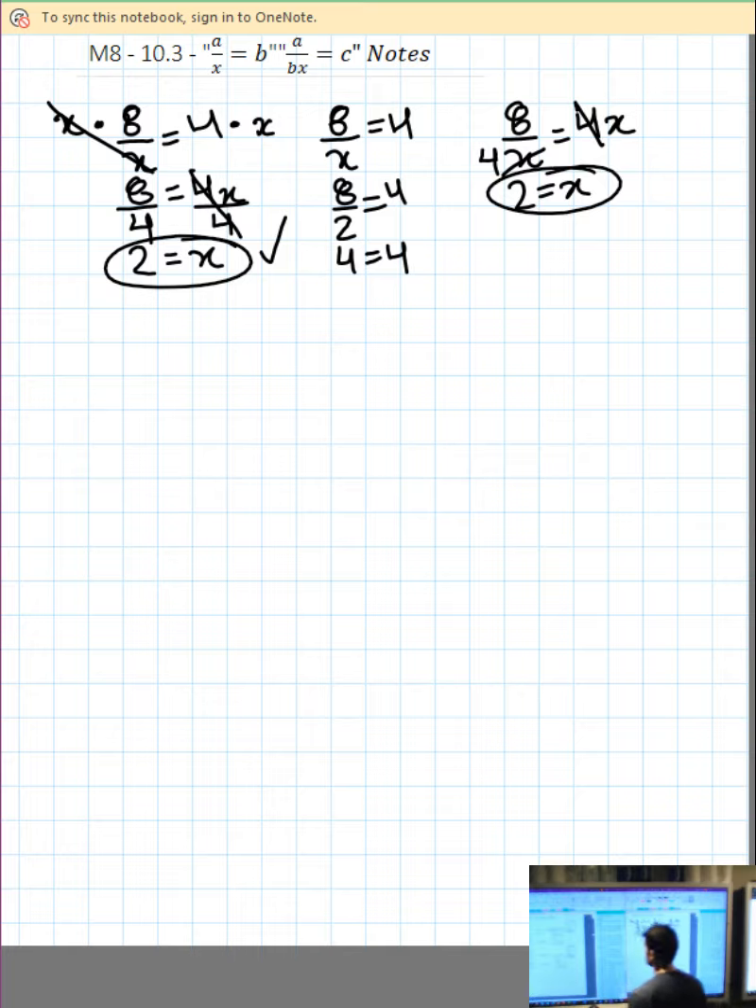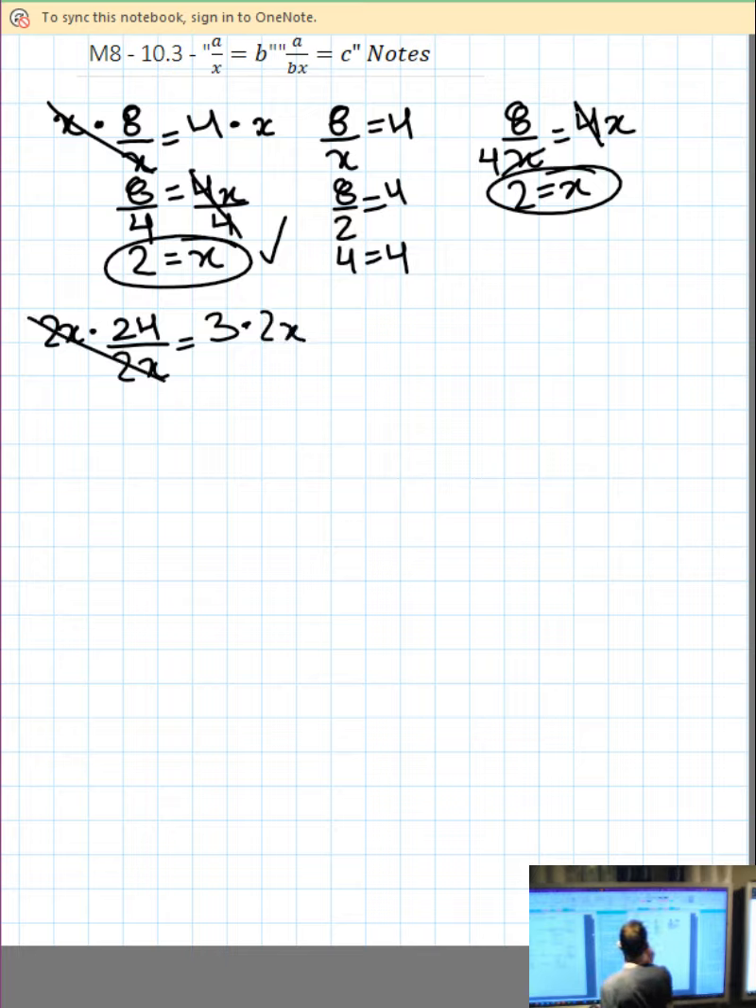Again, be very careful with these shortcuts. Okay, let's take 24 over 2x equals 3. So again, in the last question, I had x on the bottom, so I times both sides by x. Now I have 2x on the bottom, so I want to times both sides by 2x. On the left-hand side, I have 2x over 2x. Cross it off. So we have 24 equals 3 times 2 is 6x.